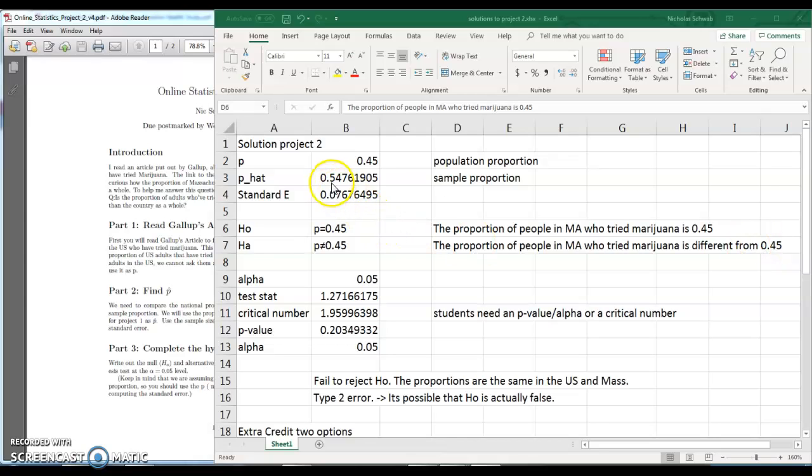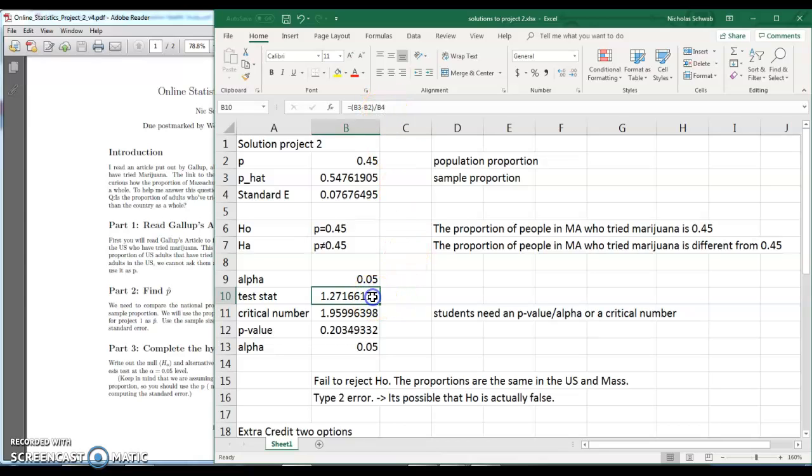Right? Obviously, it looks different here. It looks like this is 0.55, but this was only one sample, so we want to know is this sample statistically significant? And so we do our test. Our alpha is 0.05, and we do our test statistic, which is just a z-score, right? So it's p hat minus p over the standard error.